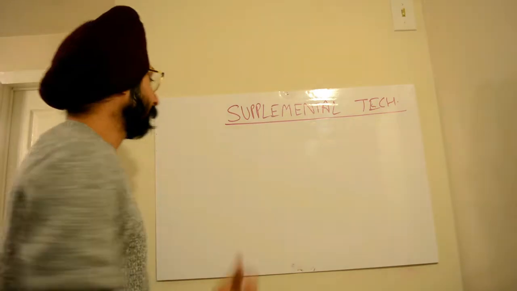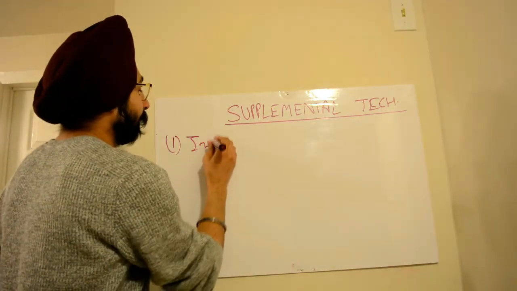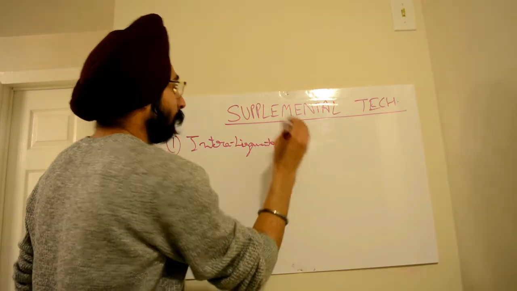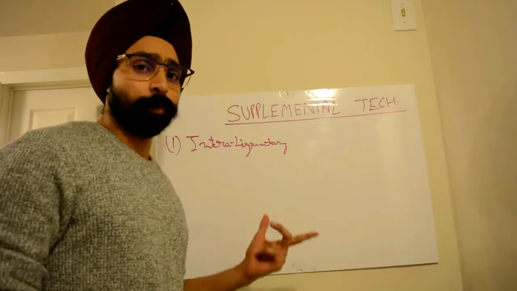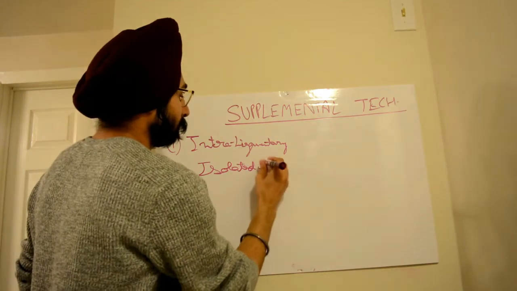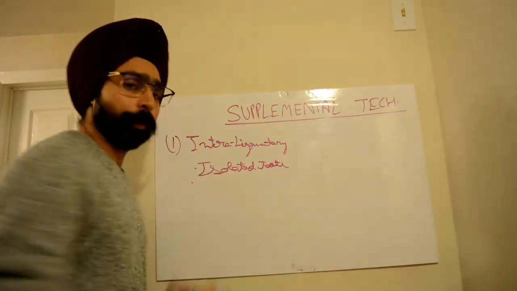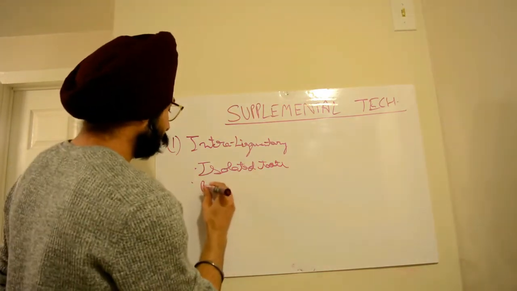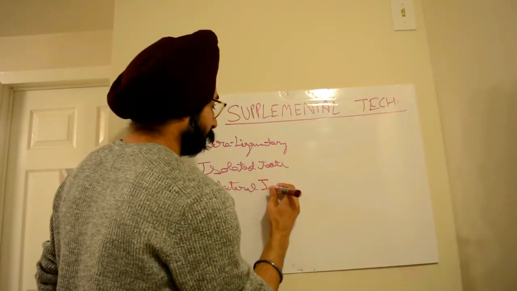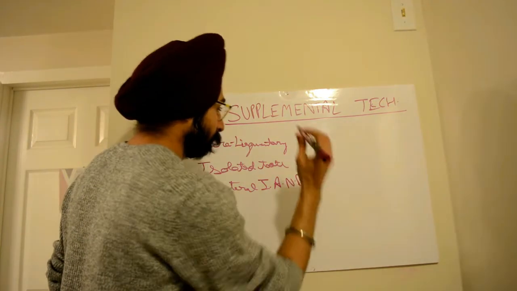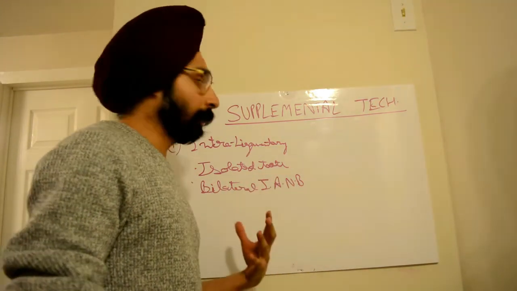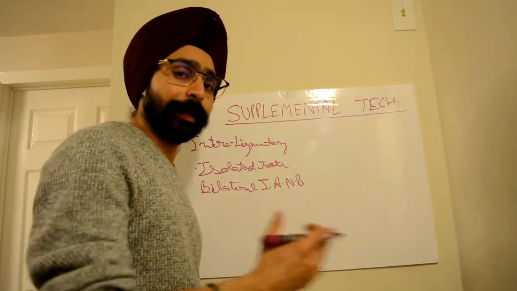The first supplemental technique is intraligamentary. The intraligamentary technique is used when we want to treat any isolated tooth or when we don't want to give bilateral inferior alveolar nerve block. The contraindication of the intraligamentary nerve block is if there is any infection or inflammation at the site of injection.